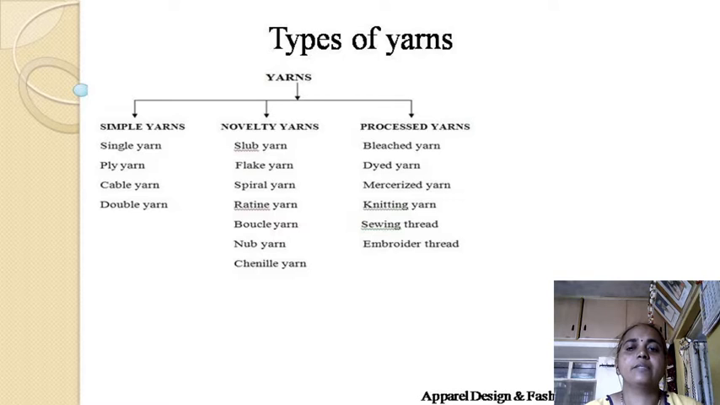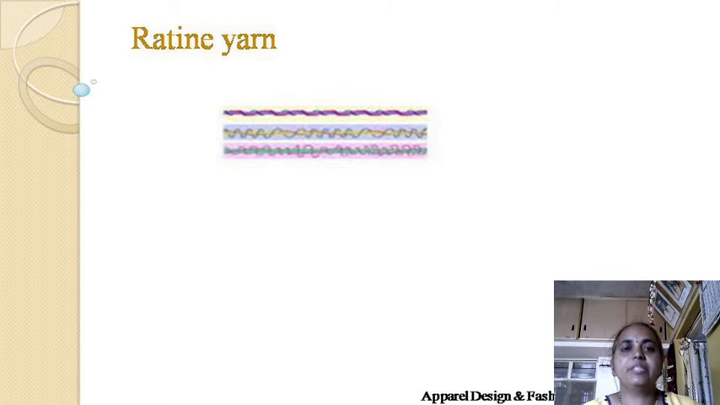This is the classification of the yarns. You have to remember which yarns come under which group: simple, novelty, and processed yarns. In the previous session you discussed some of the novelty yarns: slub, flake, and spiral yarns. Today we are discussing the rattan yarn.